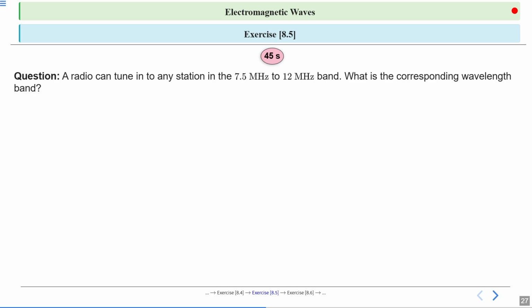Next question. A radio can tune into any station in the 7.5 megahertz to 12 megahertz band. So a radio can tune into any station in which range of frequency, in which band of frequency? It is 7.5 megahertz to 12 megahertz. What is the corresponding wavelength band? So you have to find the corresponding wavelengths, the wavelength corresponding to 7.5 megahertz and the wavelength corresponding to 12 megahertz. Then you will find the band of wavelength or range of wavelengths.